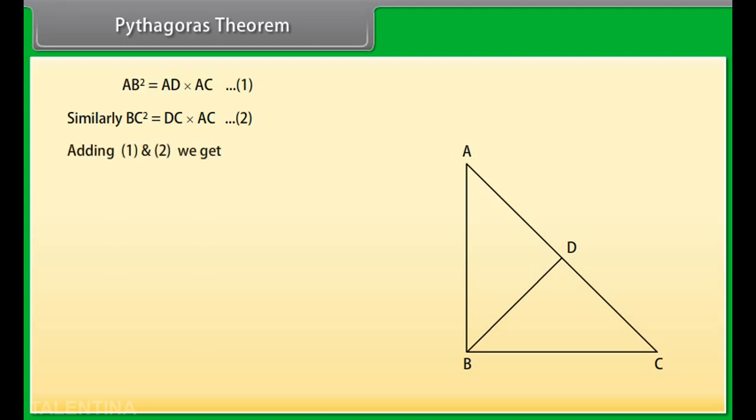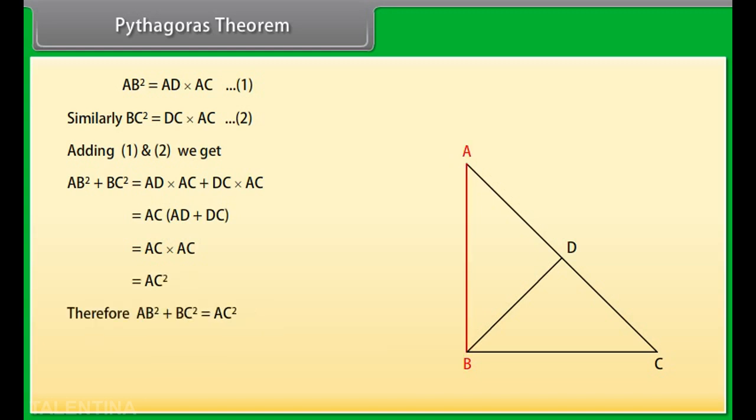By adding 1 and 2 we get AB square plus BC square equals AD into AC plus DC into AC, which equals AC into AD plus DC, AC into AC, AC square. Therefore, AB square plus BC square equals AC square. Hence proved. Converse of Pythagoras Theorem.